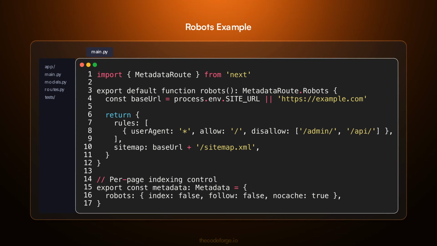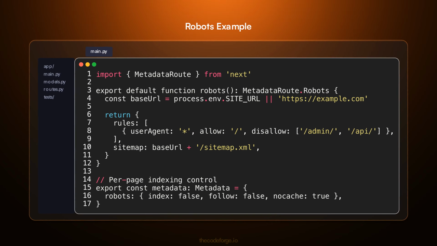robots.ts exports rules for allowed and disallowed paths, plus a sitemap reference. For per-page control, set robots in metadata. Block admin and API routes.